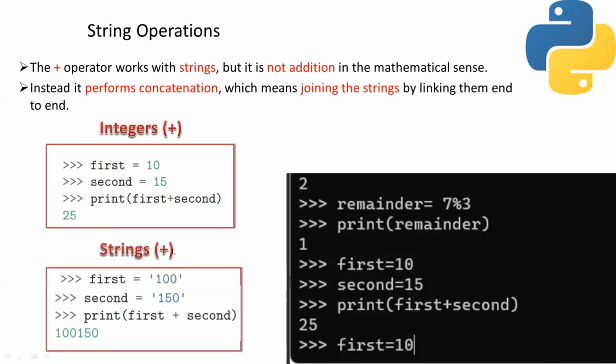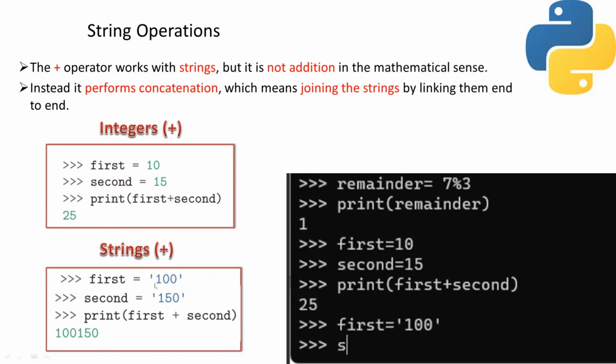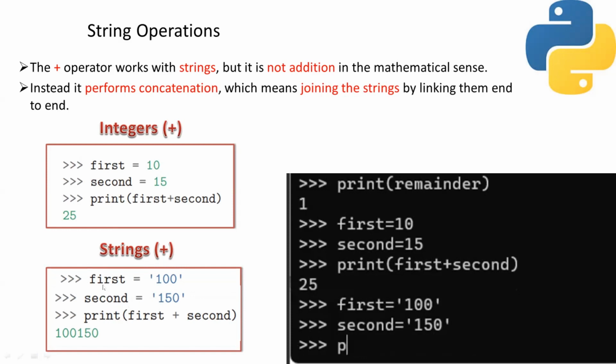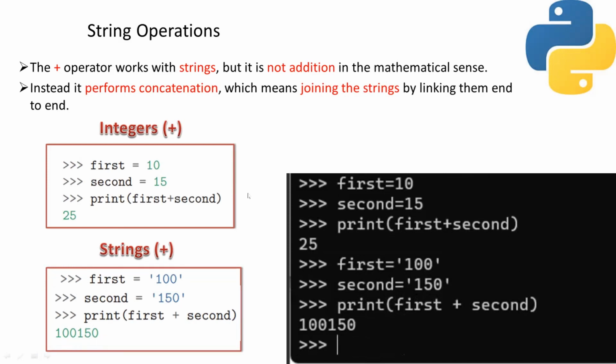Secondly, we have the strings with the plus operator. You can see that we have this 100, but now this is not an integer, it is a string. How did we come to know that this is a string? It's actually enclosed in single quotes. And now come to our second, which is the 150, which is also included in single quotes. Then if you add these two variables together, or strings together, what will happen is that these strings will be concatenated. These will be linked and joined end to end.